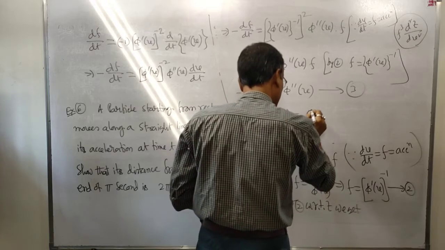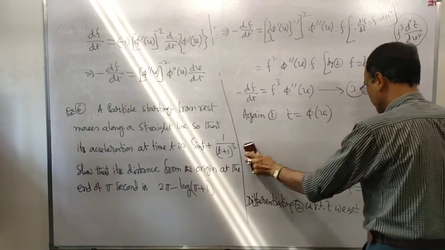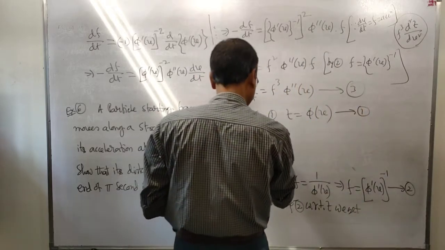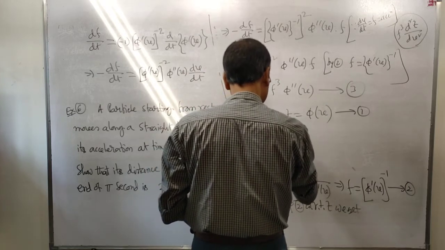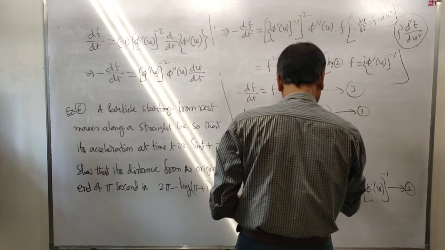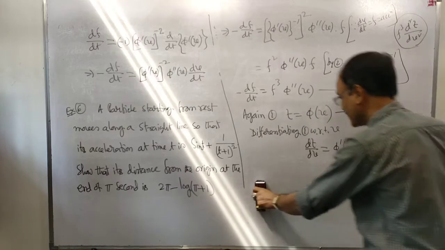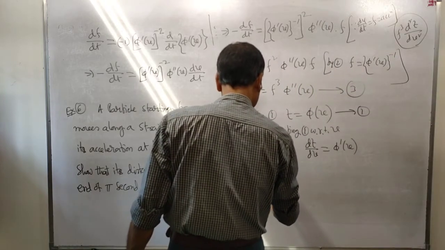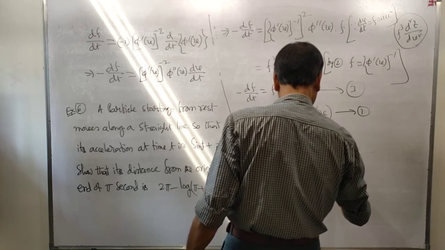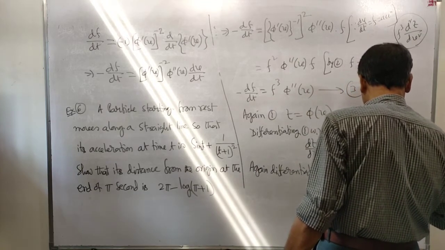Again, what is 1? t is equal to phi v. t is regarded as a function of the velocity v. This is number 1. Differentiating 1 with respect to v this time, you will get dt by dv equal to phi dash v. Again differentiating with respect to v, d2t by dv square is equal to phi double dash v.